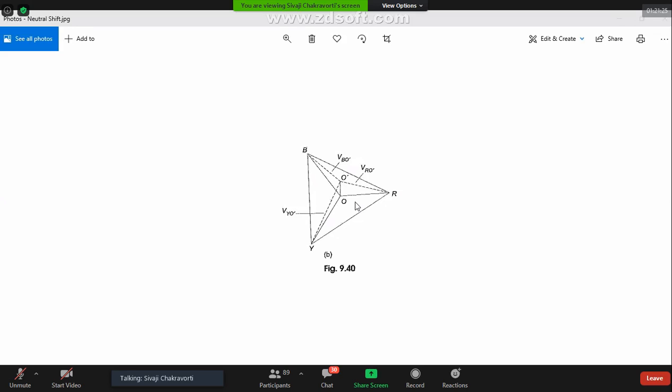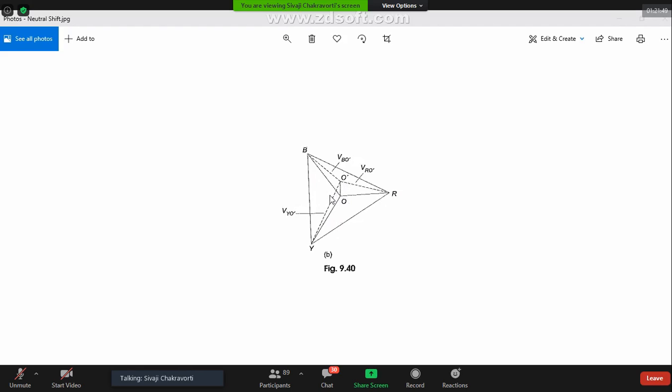So what has happened? The neutral of the source and the neutral of the load is different. And we call it a neutral shift. That means because of the unbalance of the load, the neutral has shifted from the centroid. And this is a voltage triangle. So we call this plane a voltage plane.